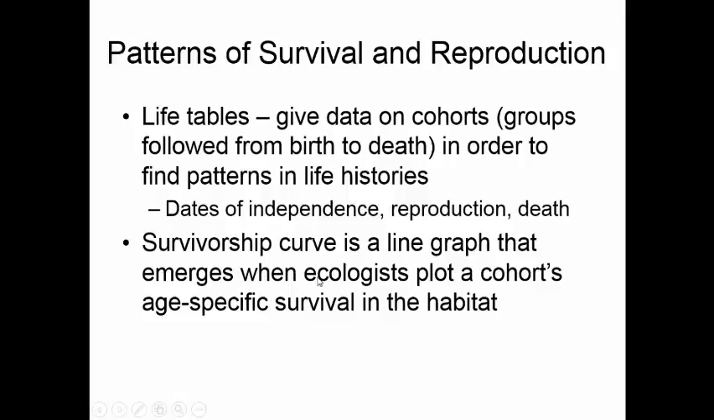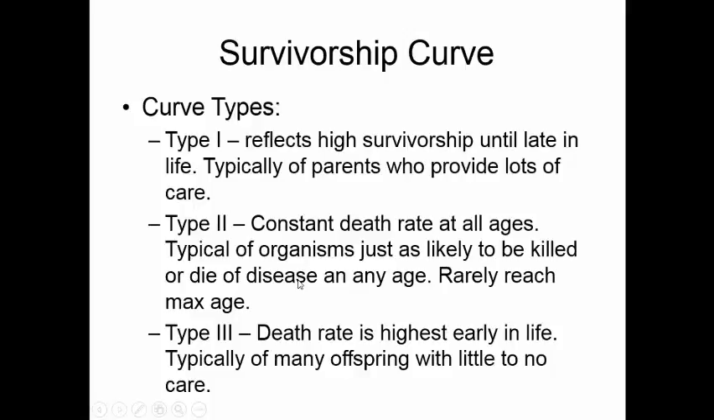And survivorship curves are a line graph that emerges when ecologists plot all those different things together. You have three different types. Type 1 reflects high survivorship until late in life. Typically you have parents who provide lots of care. So this is us as humans. Most of the time, you provide lots of care of the young, and therefore the young survive. You have very low infant mortality rates, and the parents provide a lot of care, helping raise the offspring until they're mature. That typically keeps the death rate pretty low, making your age of death expectancy much higher and later in life.